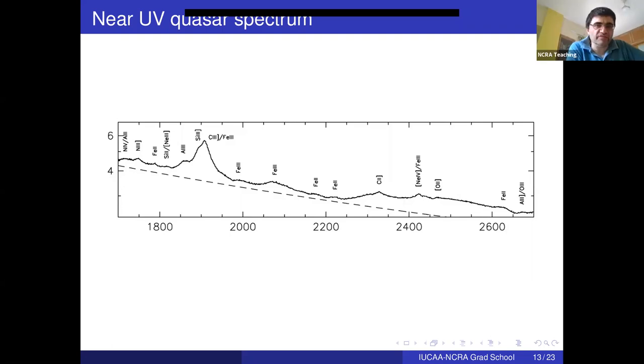Silicon 3, carbon 3, Fe3, they're sort of all merged together over there, right? But there is clearly a falling continuum, like we saw in the far ultraviolet redward of the Lyman alpha line. And there are a number of other metal lines. Now it turns out that this iron atom has a lot of transitions involving Fe2 mostly and sometimes Fe3 in the near ultraviolet band.